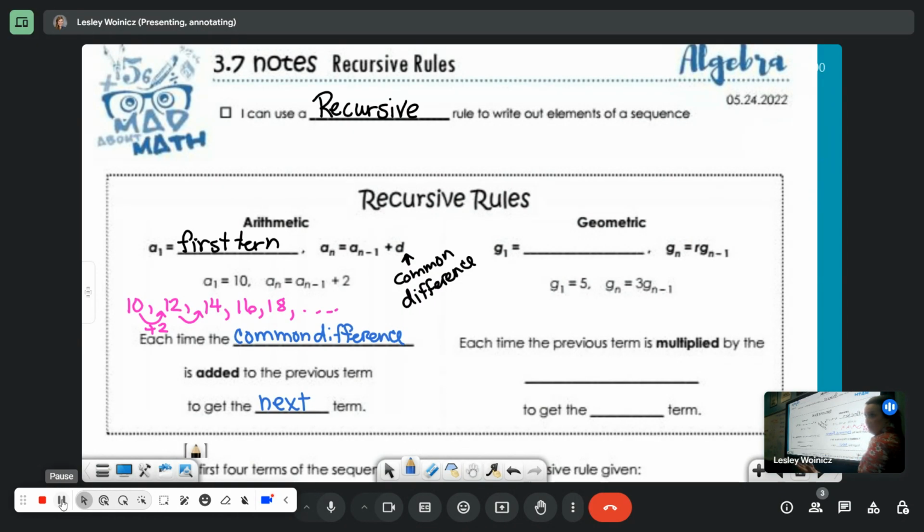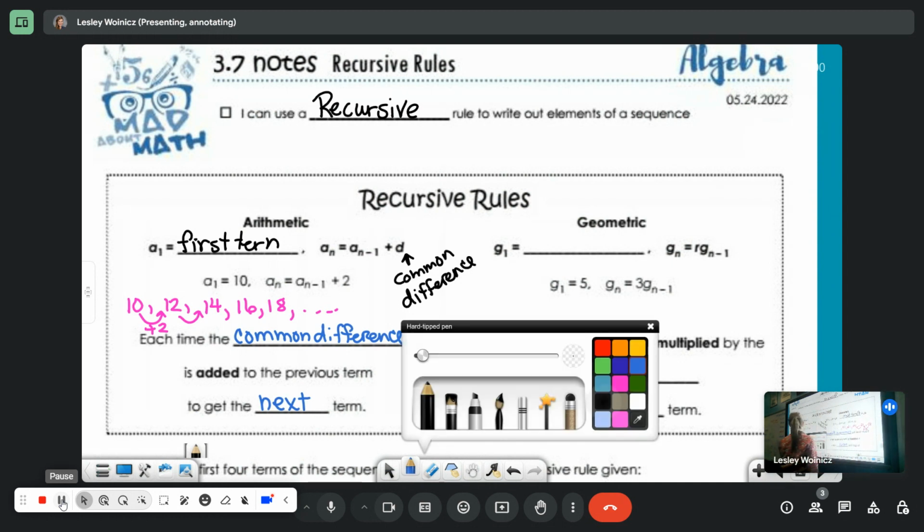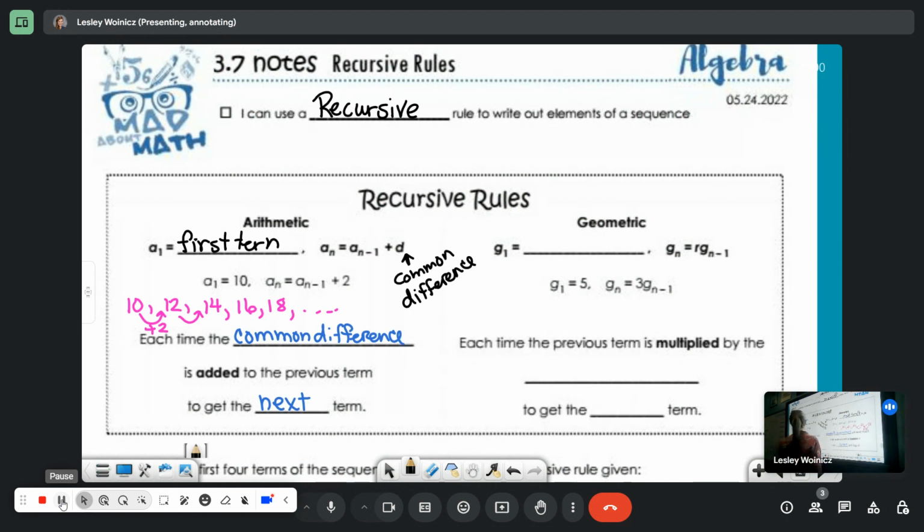Okay, we also learned yesterday about geometric sequences. So of course we're going to have a geometric rule. G sub 1 is going to be the first term of a geometric sequence. Then the rule says find the next term in the geometric sequence by multiplying the common ratio r with the previous term.